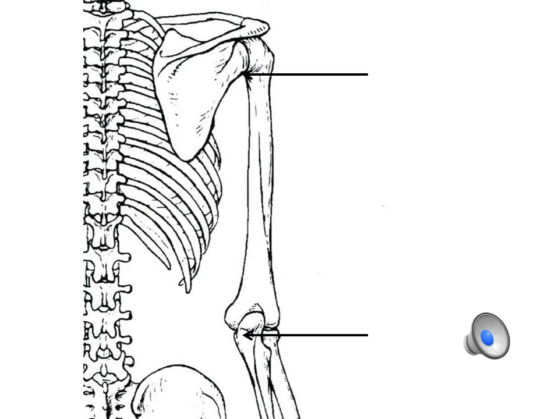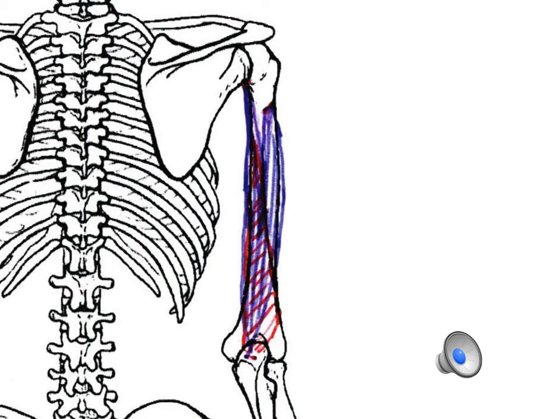Take this opportunity to pause the lecture to draw in your notes the attachment sites and fill in the muscle belly for triceps brachii. How does your drawing compare?